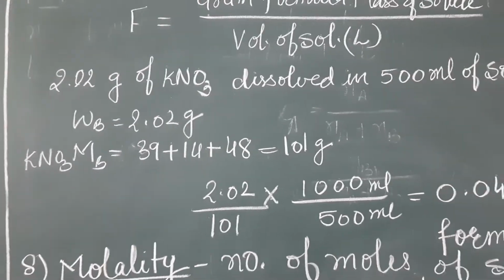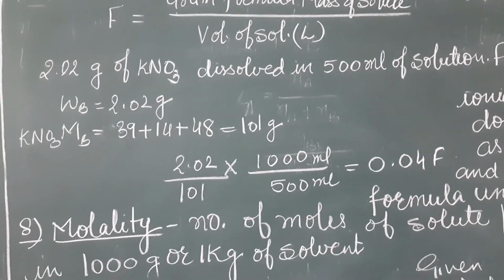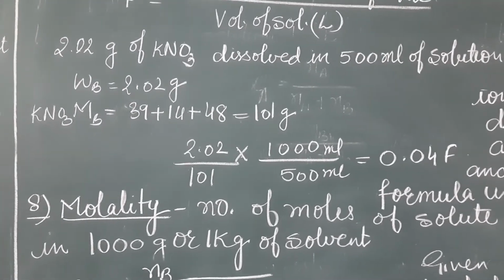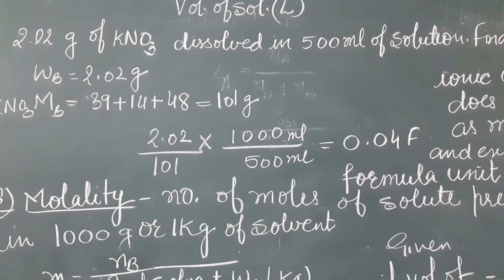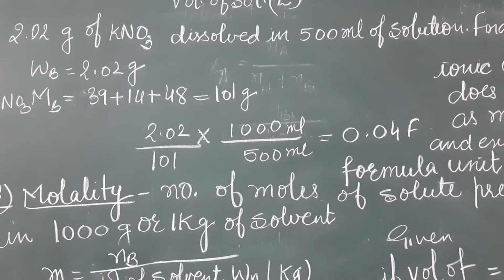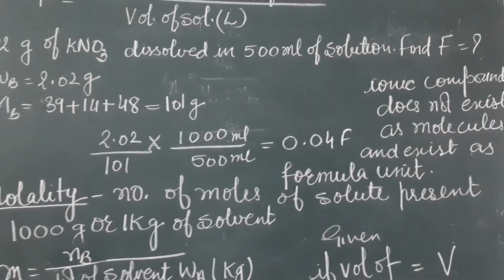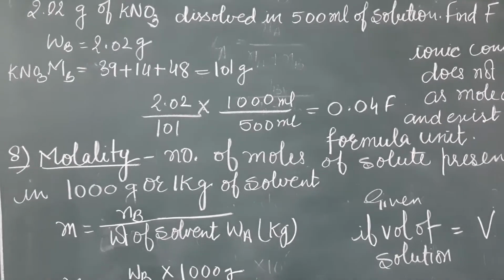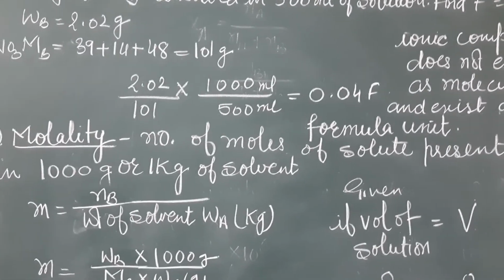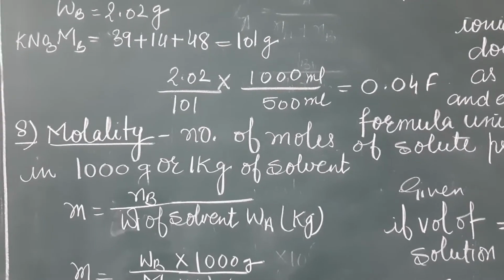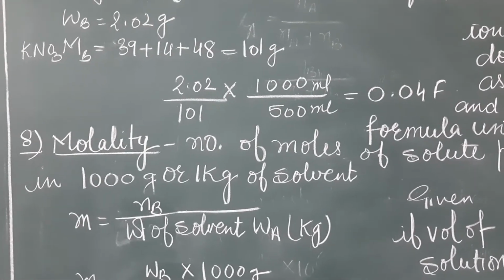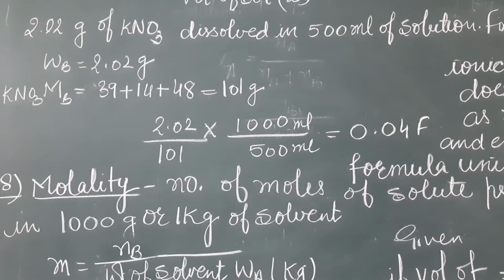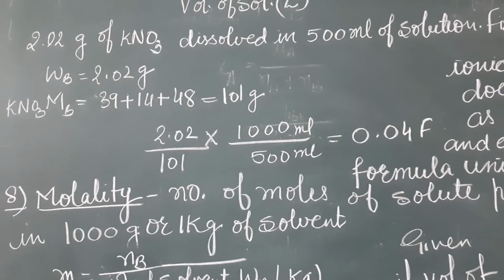To clarify this formality, I take one example. 2.02 gram of potassium nitrate, an ionic compound, is dissolved in 500 milliliters of solution. Find the formality of the solution. What is the weight of solute given here? 2.02 gram. What is the molecular mass? That is called formula mass: 39 plus nitrogen 14, oxygen 16 into 3, that is 48, total is 101 gram.